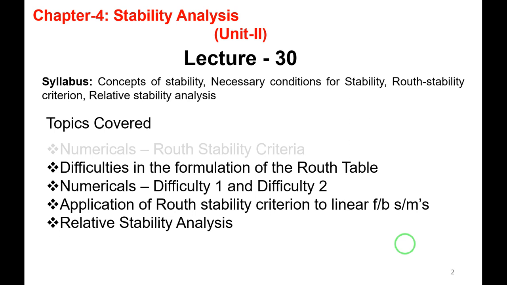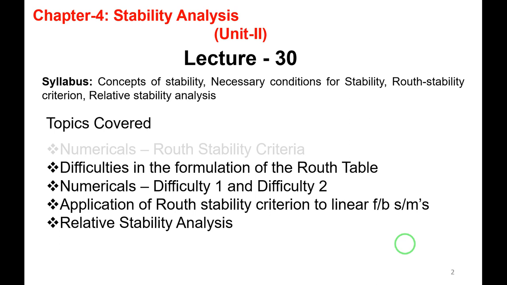If there are sign changes, suppose there are two sign changes, it indicates that there are two roots lying in the right of the S plane. If any of the roots are lying in the right of the S plane, then system is unstable, right? So that procedure we know, and we have solved a few numericals based on the Routh stability criteria.